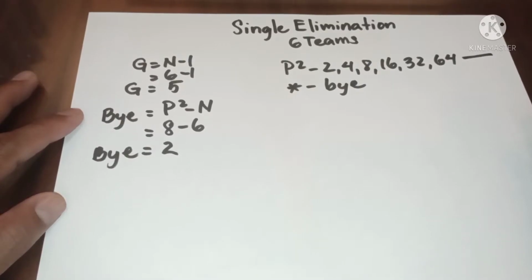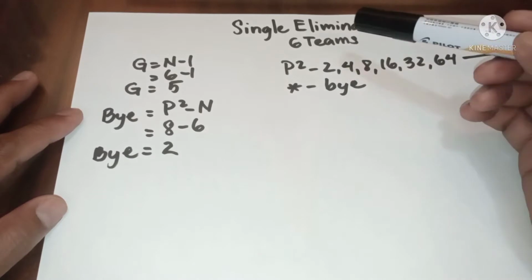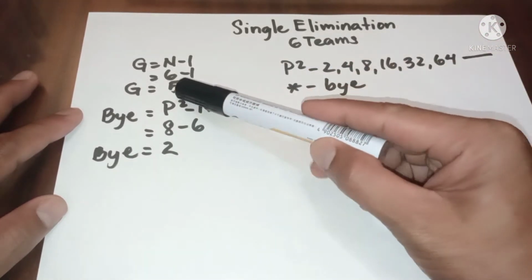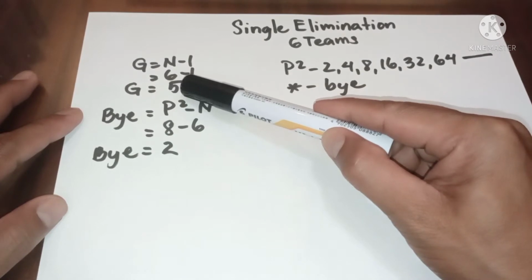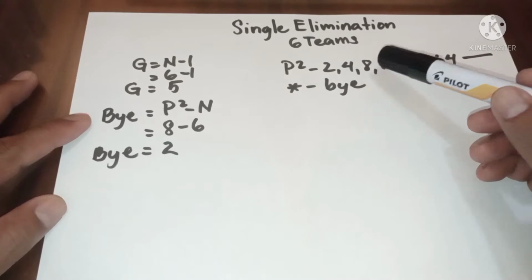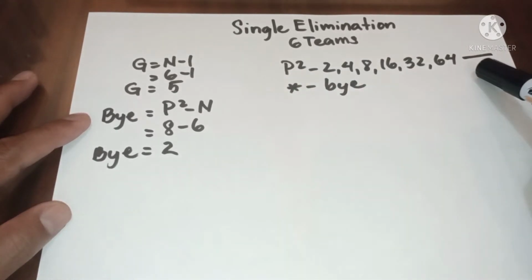Hello everyone, we are in single elimination for 6 teams. Since we have 6 teams, we have 5 games. And since 6 is not included in the power of 2s, it has byes.